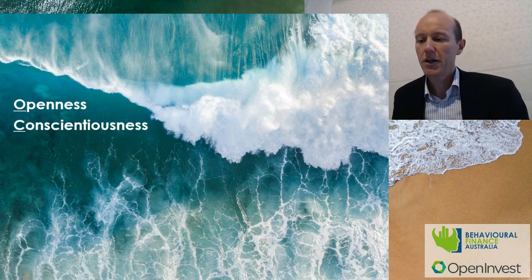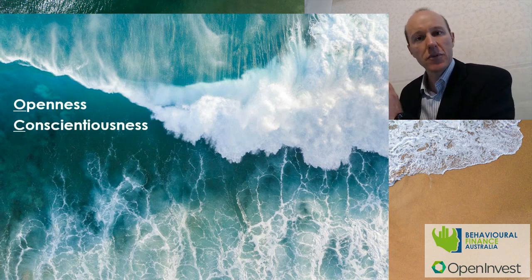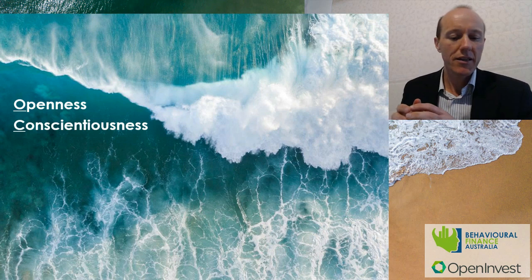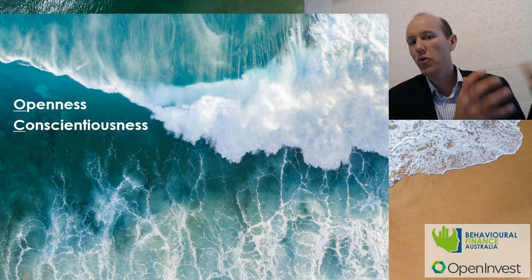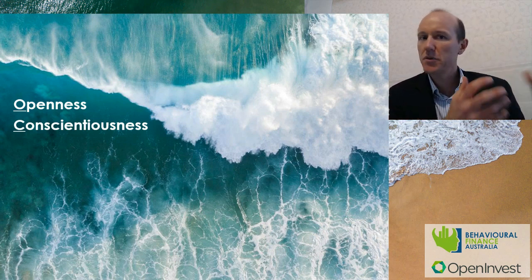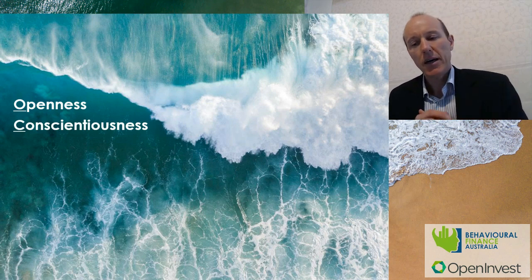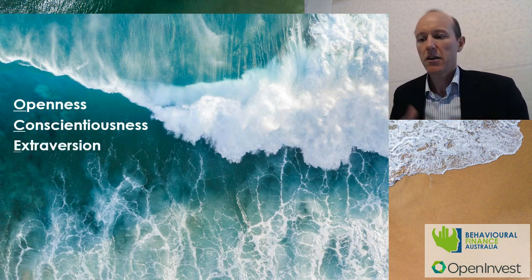So that's O. Then you've got conscientiousness. So conscientiousness now is people who are more diligent. They tend to be more persistent or motivated, have a high level of self-control. So that's at the conscientious end of the spectrum. And then at the other end, you've got people who are perhaps more easygoing, less diligent, perhaps a bit more disorganized. So that's C.